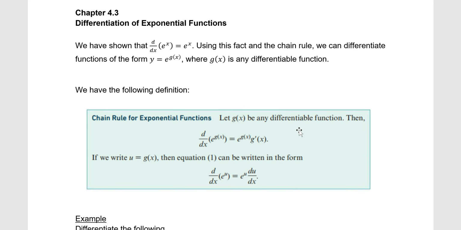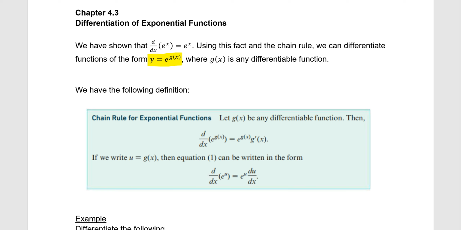Chapter 4.3 here is pretty short. It is the differentiation of exponential functions. So we already showed that the derivative of e to the x is itself. It's e to the x. And we can use that fact and the chain rule to differentiate functions that are in the form y equals e to the g of x, where g of x is any function. So we're going to be finding the derivative of functions e raised up to some other function instead of just x.